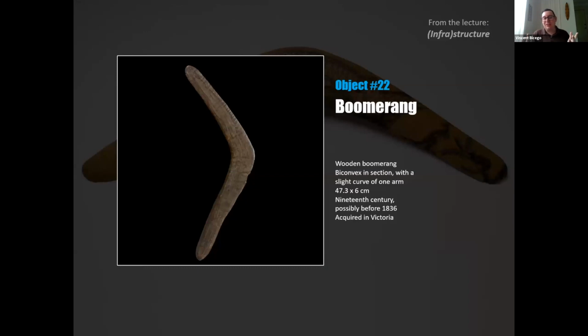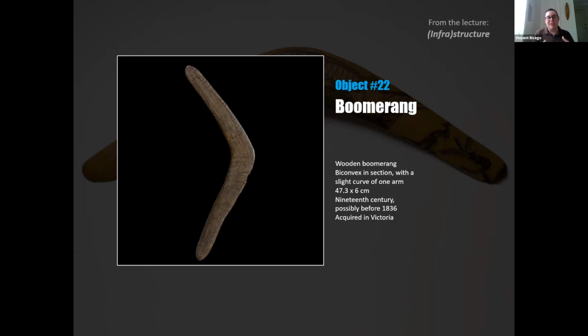Boomerang, of course, in many ways, a very obvious, iconic choice. There was sort of no way we weren't going to talk about the boomerang. What I think we did that was interesting was we talked about it in regards to infrastructure. So this was an object we talked about from our infrastructure lecture. And we really emphasized the multi-purpose use of this object.